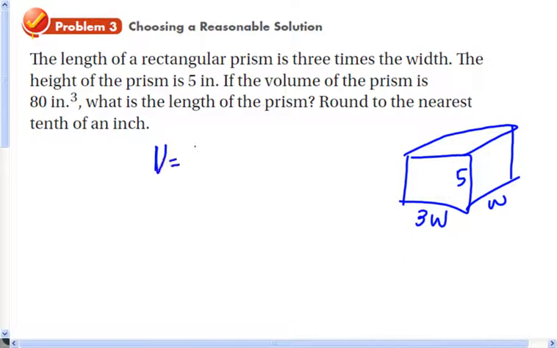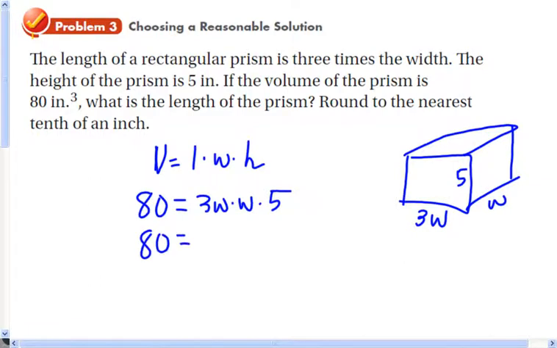The volume is equal to length times width times height. So the volume is equal to 80. So we can substitute 80 for V. And that's equal to our length, which is 3W, times our width, which is W, times our height, which is 5. That will simplify to 15W squared. Now we want to isolate the W, so we're going to divide both sides by 15. And I'm just going to simplify that and leave it as a fraction. 5 goes into 80 16 times, and goes into 15 3 times.